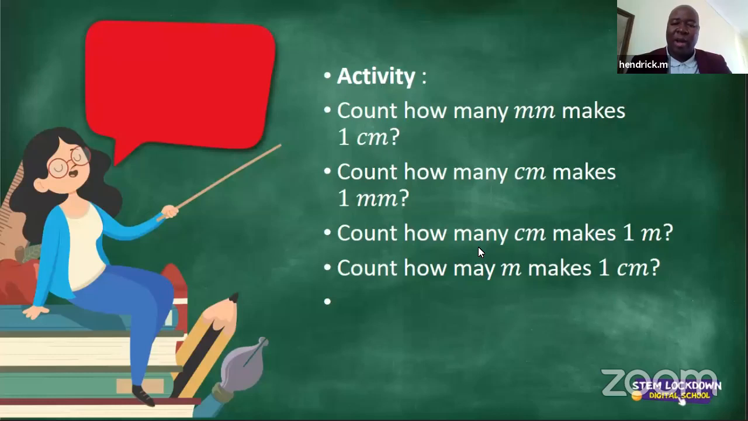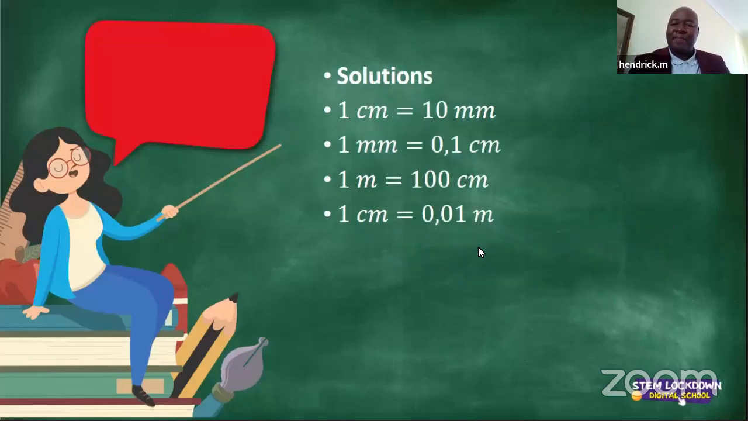So 0.01 meters will make up 1 centimeter. As you can see in the solutions that I have, the first one, of course, which was answered correctly, we said that 1 centimeter is equal to 10 millimeters. And of course, I think it was Lita, if I'm not mistaken, who also answered that 1 millimeter is equal to 0.1 centimeters. And as I've just given you now, 1 meter will be equal to 100 centimeters.